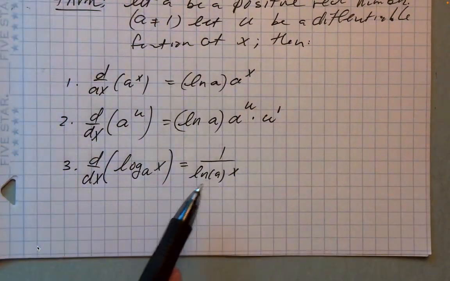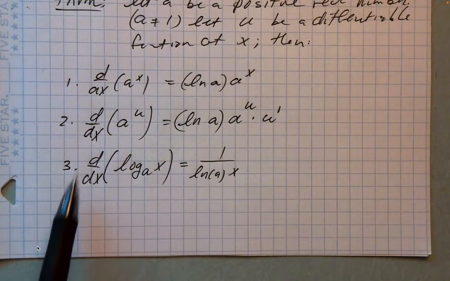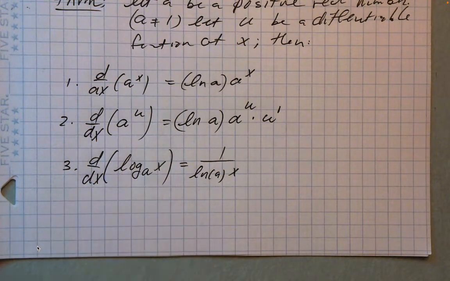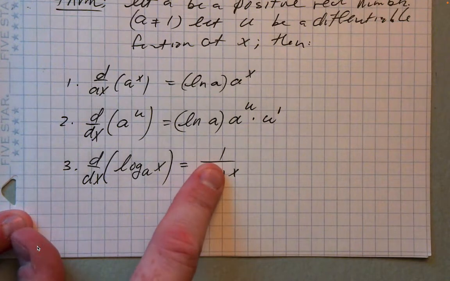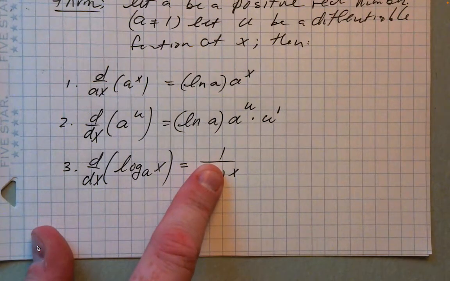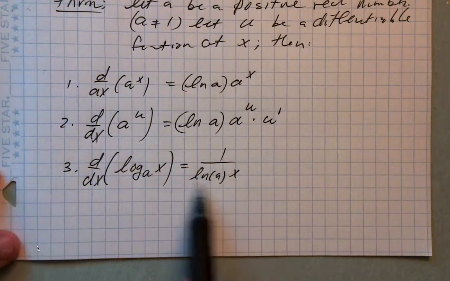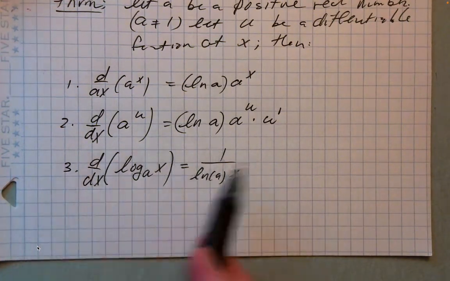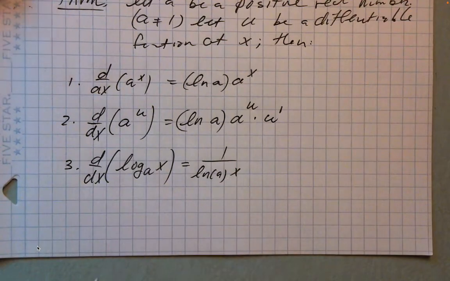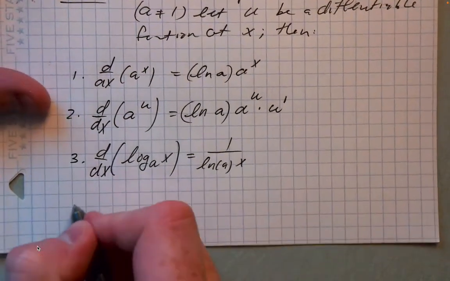All right, so kind of similar to what we saw before, right? If you remember, the derivative of the natural log of x was just 1 over x. And so this is not base e, this is base a, so you have to incorporate the natural log of a as kind of this constant here to correct for that piece.